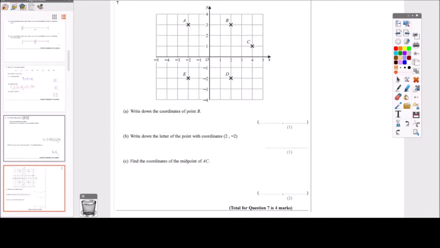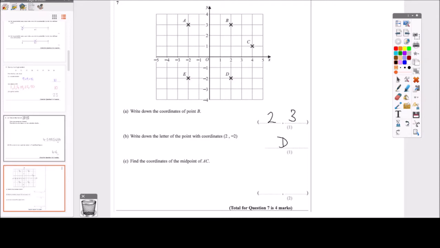Question 7. So write down the coordinates of B. So that's 2 to the right and 3 up. So that's 2, 3. Write down the letter with coordinates 2, minus 2. So that's 2 to the right and then 2 down. So that's D. E would have been minus 2, minus 2.